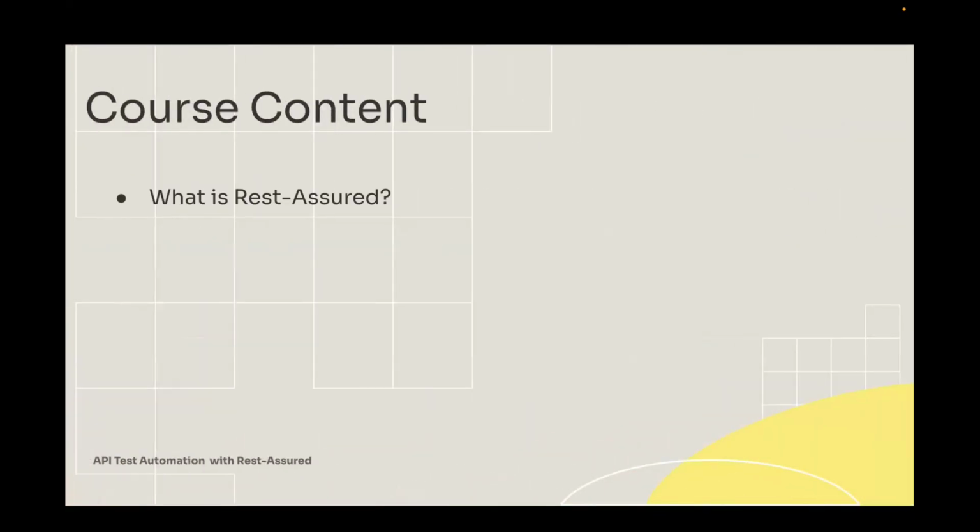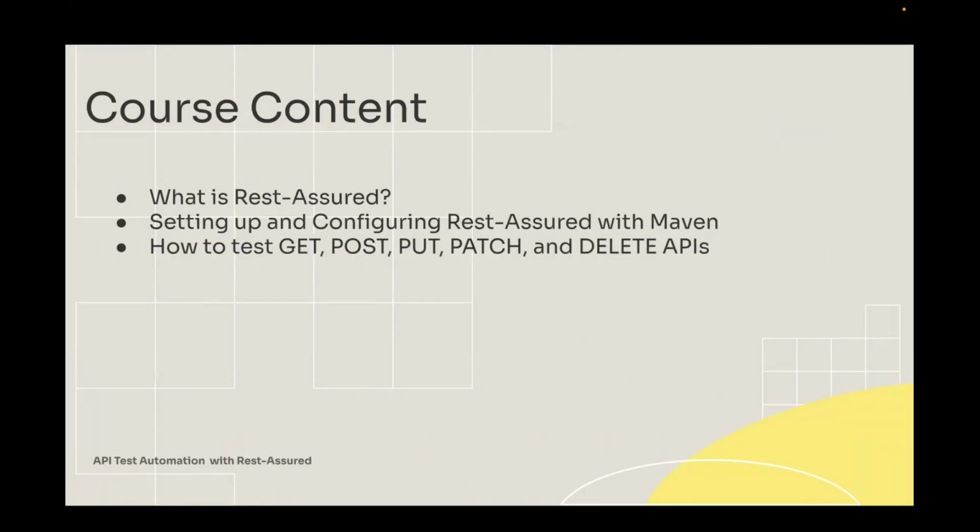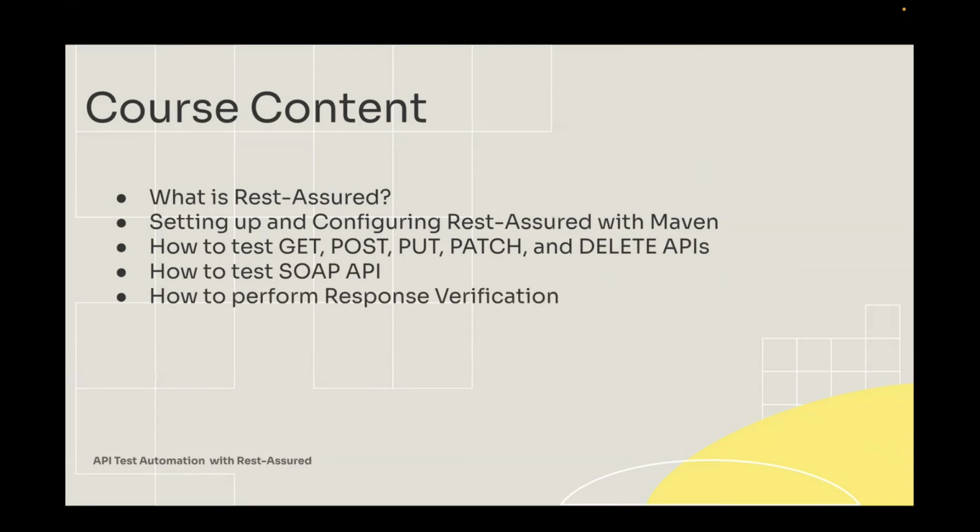In this course, we are going to learn the REST Assured framework with Java for writing API automation tests. You'll learn about what is REST Assured, setting up and configuring REST Assured with Maven, how to test GET, POST, PUT, PATCH, and DELETE API requests, how to test SOAP API requests, how to perform response verification, data-driven testing with multiple files such as JSON, Excel, CSV, and so on.